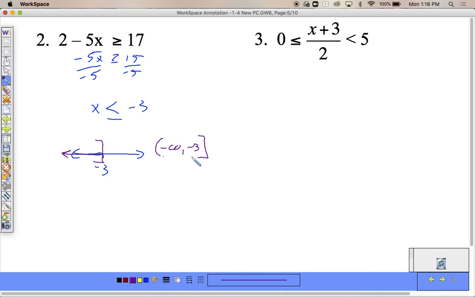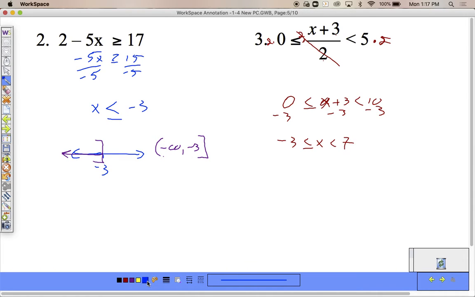All right, number 3 looks a little bit harder than it really is. This is a compound inequality. I'm going to solve it the way it is. So I need to get rid of this 2 and get rid of the 3. So what I'm going to do is multiply the left, right, and the middle by 2. So those cancel. X plus 3 in the middle, 0 and 10 on the right. Now I'm going to subtract the 3. So negative 3 is less than or equal to x, which is less than 7.